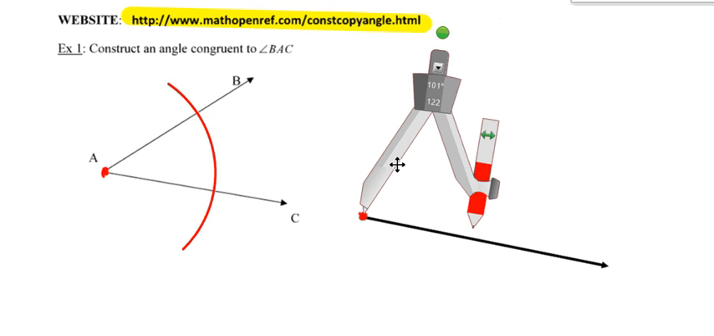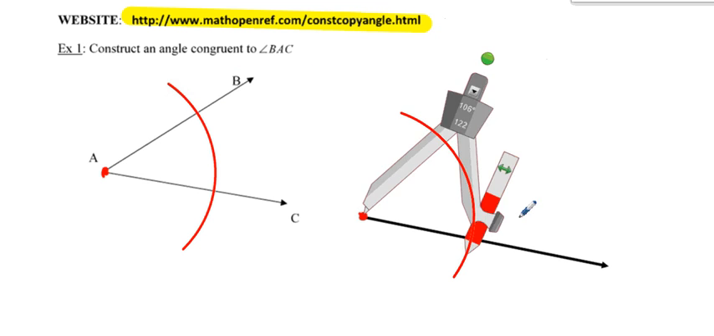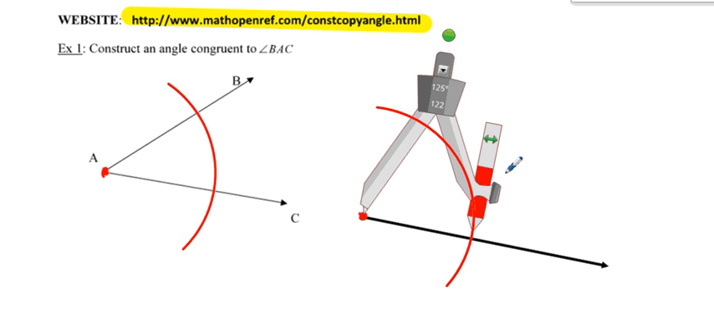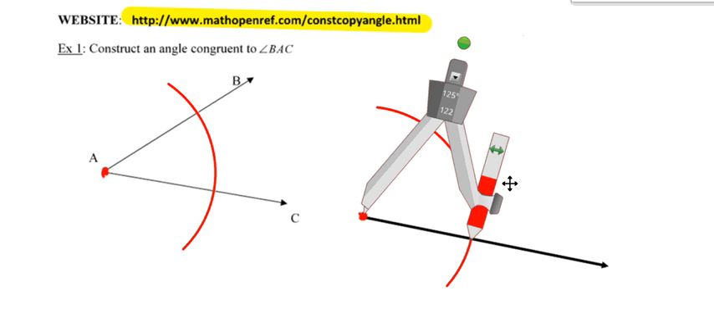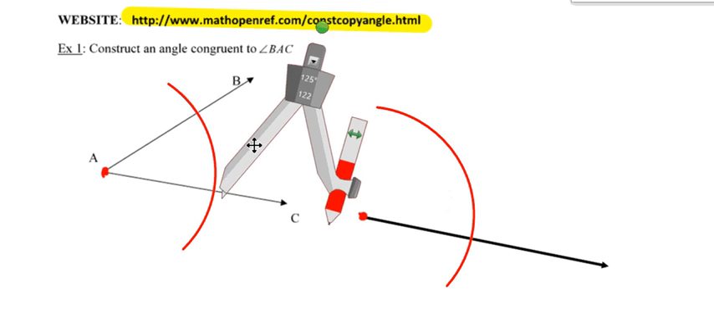Then, keeping in mind that I'm trying to make a copy, I'm going to move the point of my compass, so the center of my arc, to the vertex of my new angle. And I'm going to construct an arc that's similar in size and orientation to the red arc in the original angle. And then, remembering that my compass is my measuring instrument, I'm going to go back to my first angle with my compass.